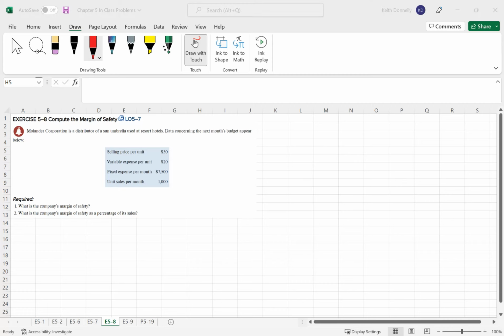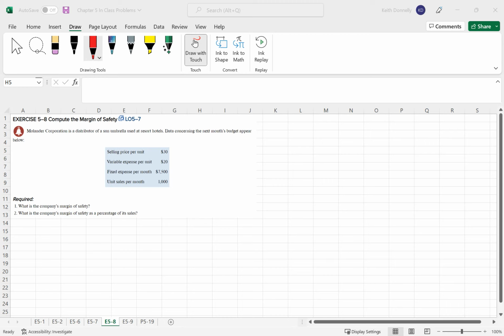All right, let's look at E58 here. It says the corporation is a distributor of sun umbrellas used at resort hotels. Data concerning next month's budget appear below. All right, so we have a selling price, a variable expense, some fixed expenses, and unit sales. All right, in this case, they want the margin of safety.